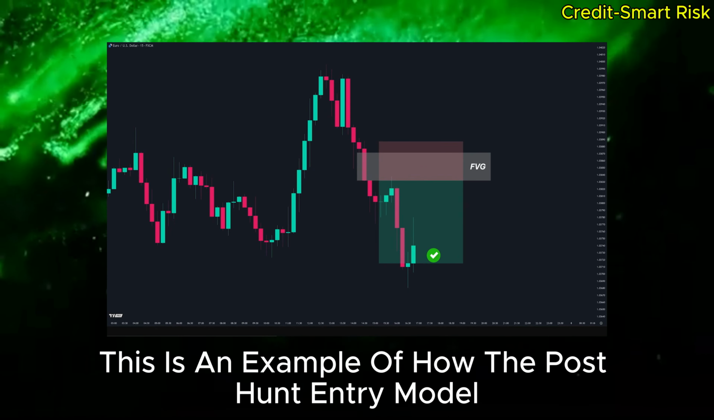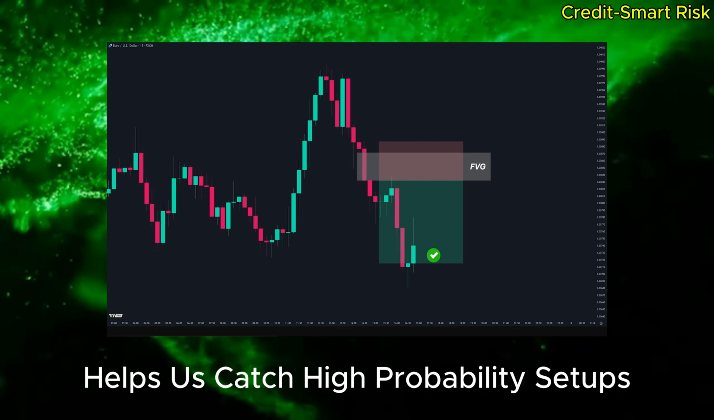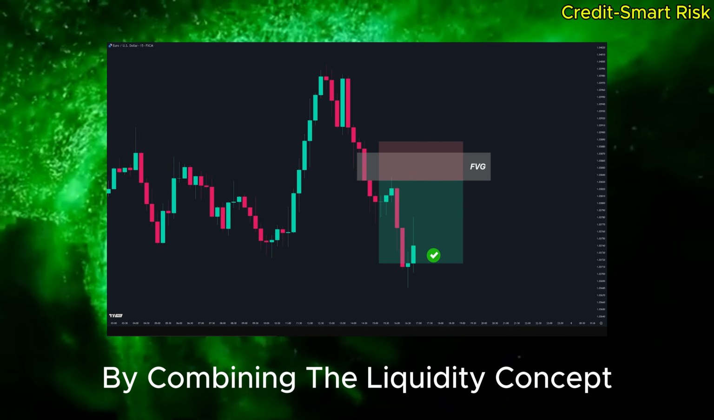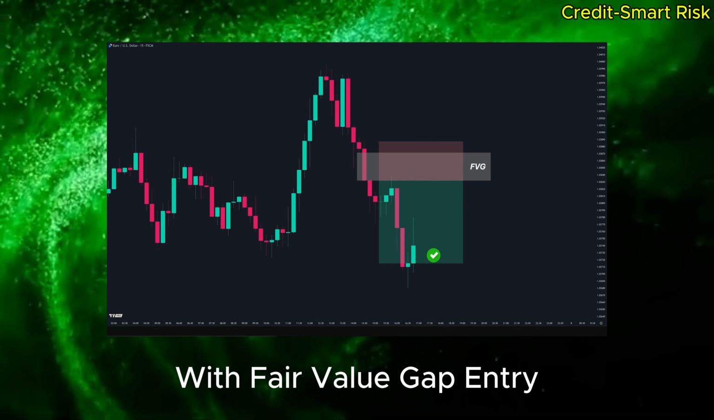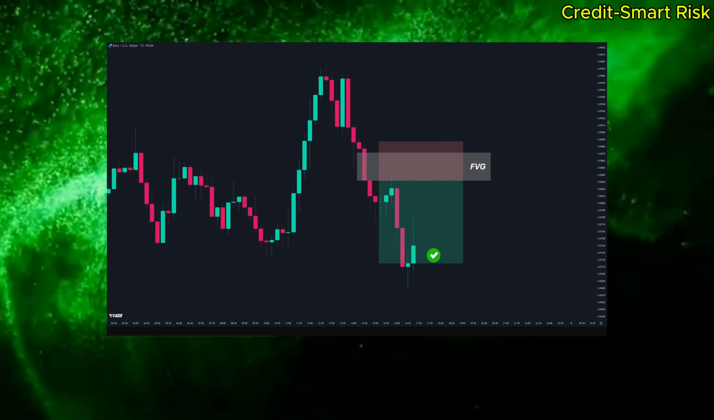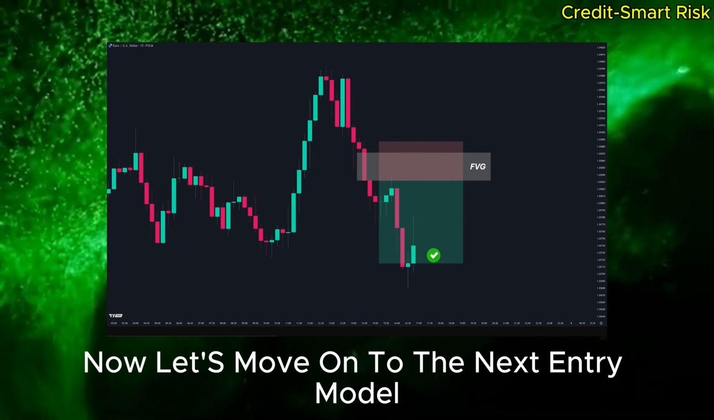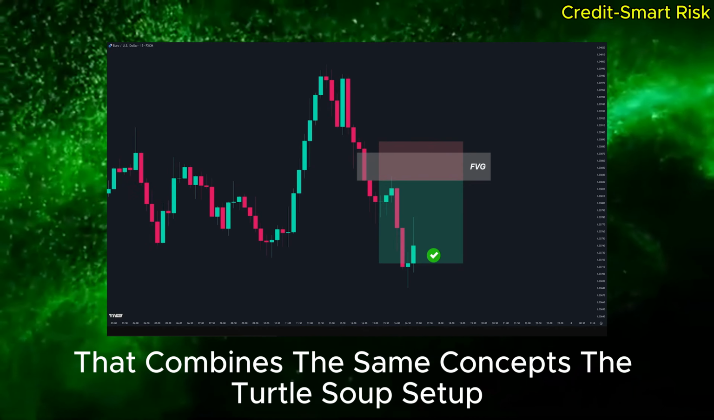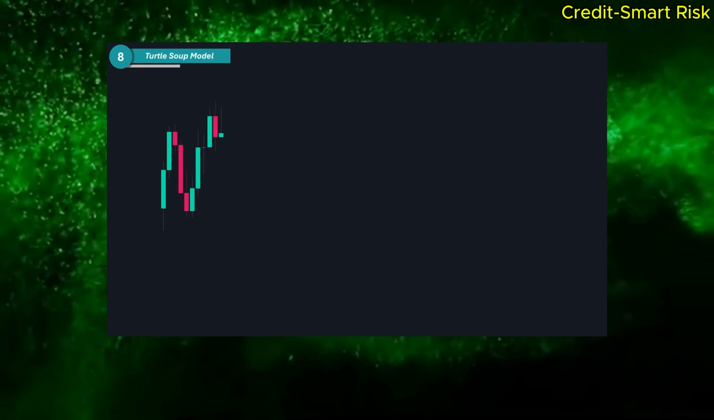This is an example of how the post-hunt entry model helps us catch high probability setups by combining the liquidity concept with fair value gap entry. Now let's move on to the next entry model that combines the same concepts, the turtle soup setup.